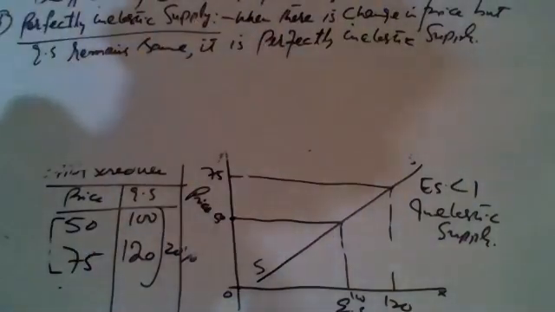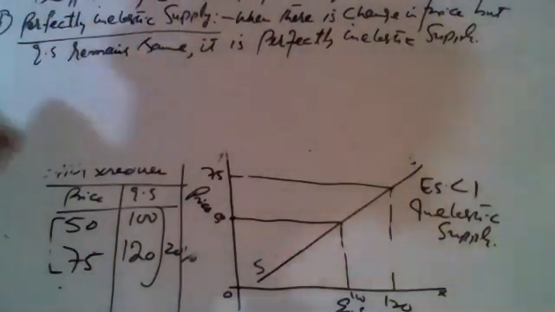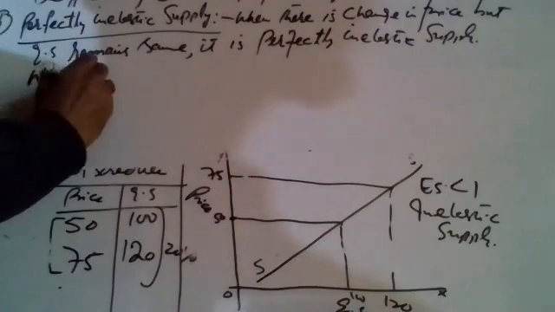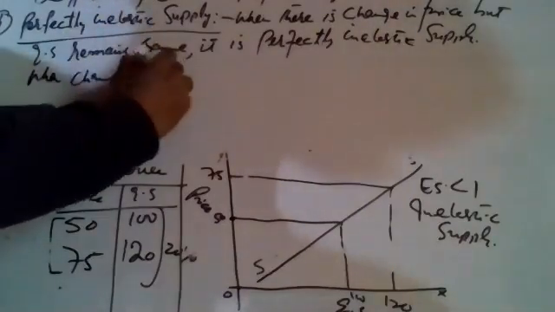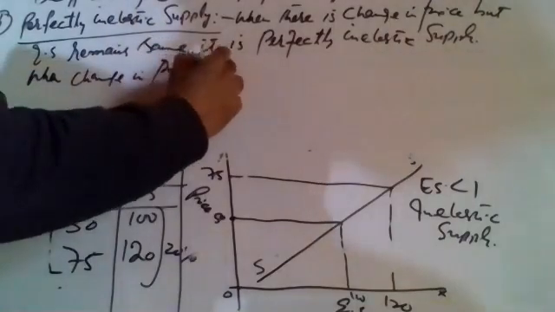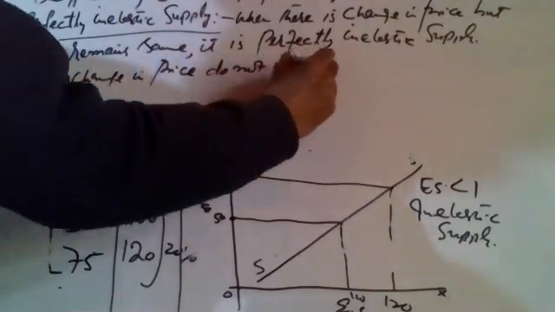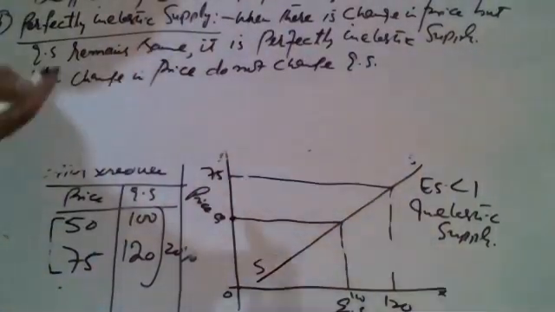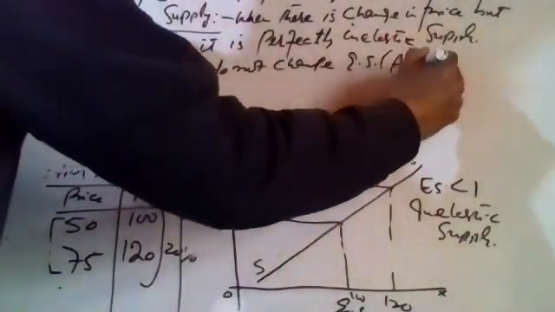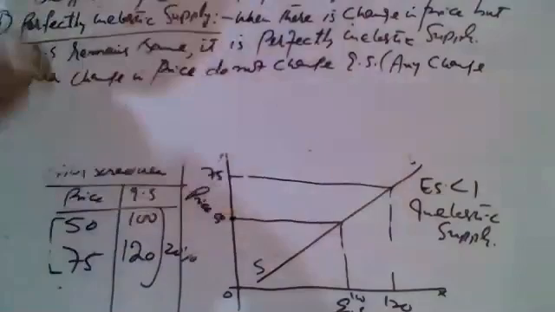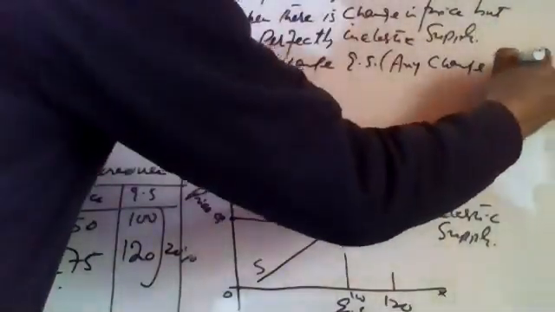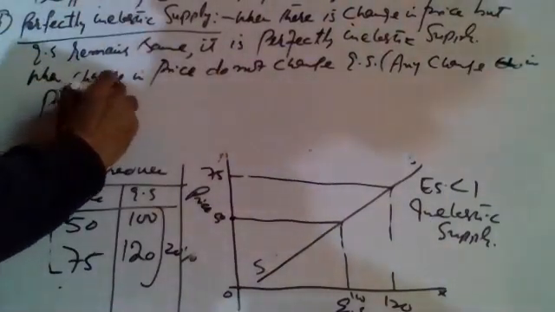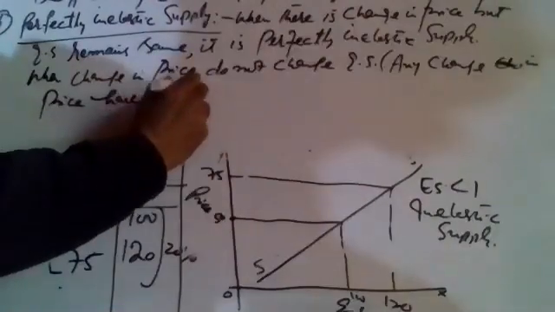So we can say that when a change in price does not change the quantity supply, any change in price leads to no change in quantity supply. You can explain it in different ways: any change in price has no effect on supply.